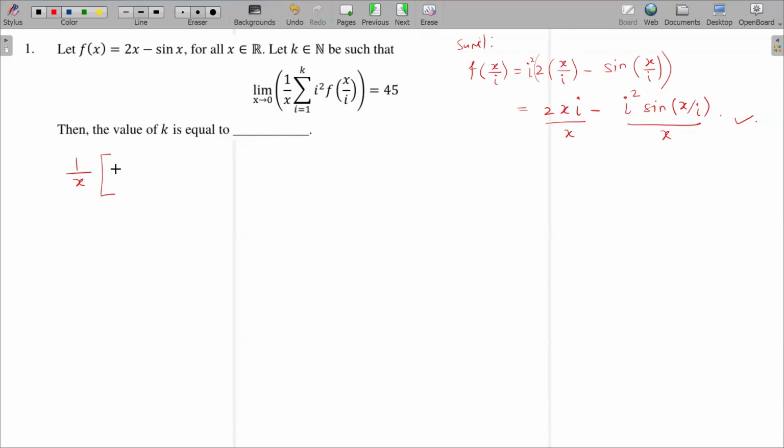I equal to 1, so it is f of x, plus I equal to 2, so 2 square f of x by 2, 3 square f of x by 3. I'm just writing it for understanding. That's it. And I have the last term as k square f of x upon k.